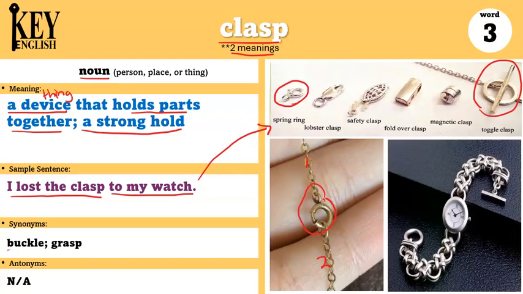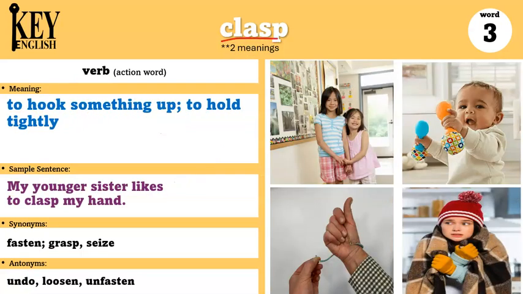Some synonyms are buckle or grasp. There are no antonyms for this word. Clasp is also used as a verb, and this time it means to hook something up, to hold tightly. We often use it as to hold tightly. For example, my younger sister likes to clasp my hand.